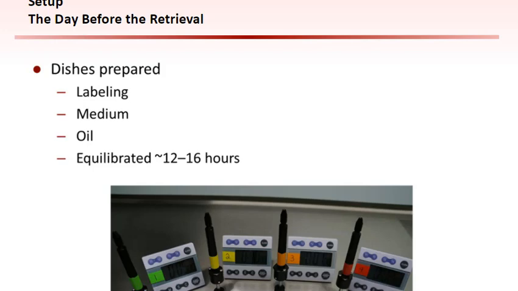The use of oil to slow diffusion of heat and gases is advantageous only after the dishes have been equilibrated. However, one disadvantage is that the oil layer also necessitates a longer equilibration period to attain desired conditions prior to oocyte retrieval. Therefore, it is quite common to equilibrate dishes overnight before oocyte retrieval.